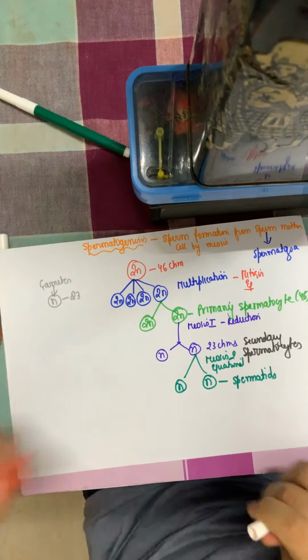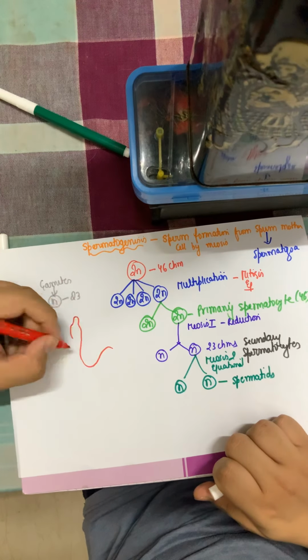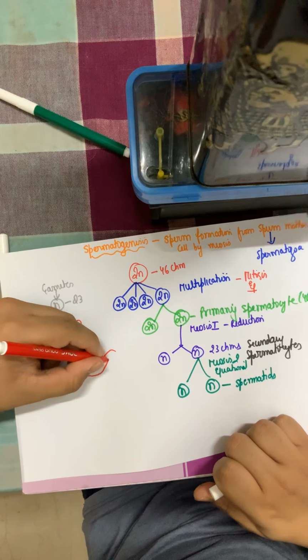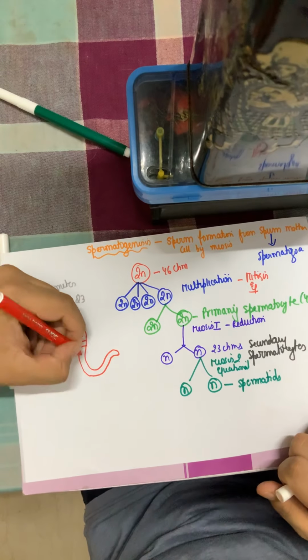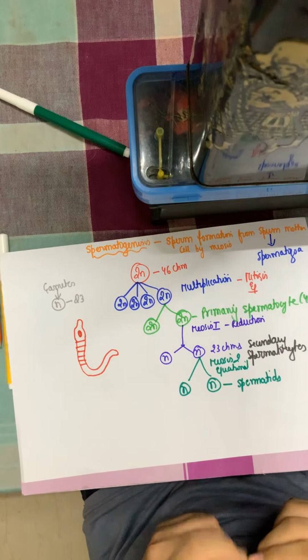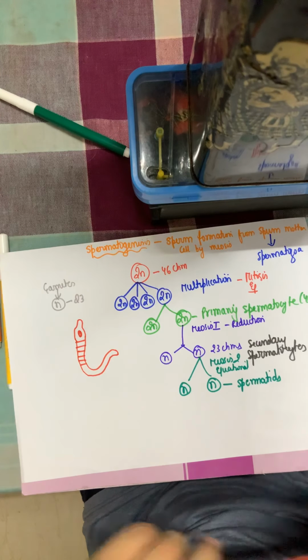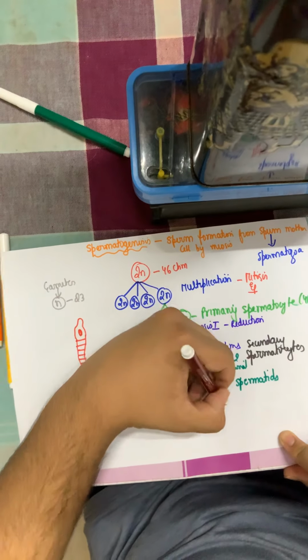The sperm has this kind of a structure. If I will emphasize the structure of the sperm, it is like this. This is the sperm. This is not the sperm. So that means this has to now grow and differentiate to form this large sperm. Sperm is a very long cell. So for that, this spermatid will undergo differentiation.